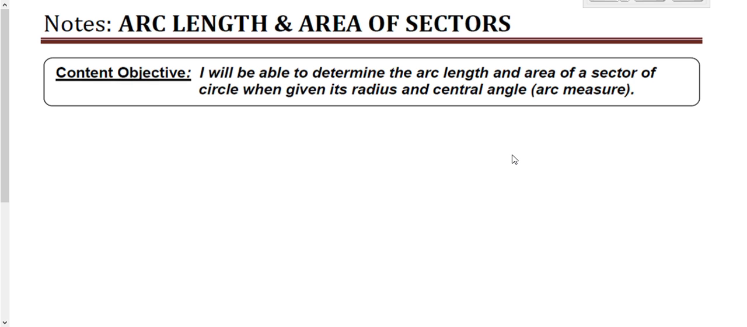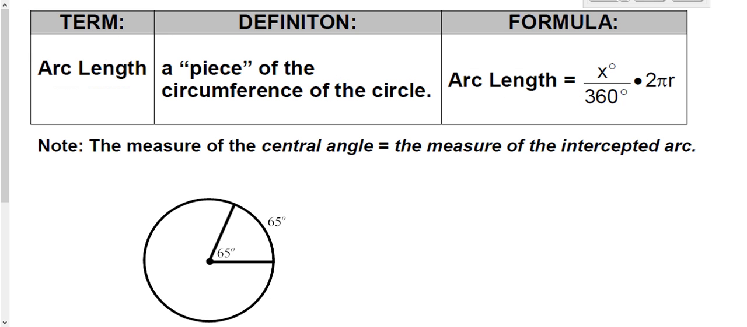We'll continue some work in this lesson on some circle stuff, arc length and area of a sector. You'll be able to determine the arc length and area of a sector of a circle when given its radius and central angle, or arc measure. We'll start with arc length.